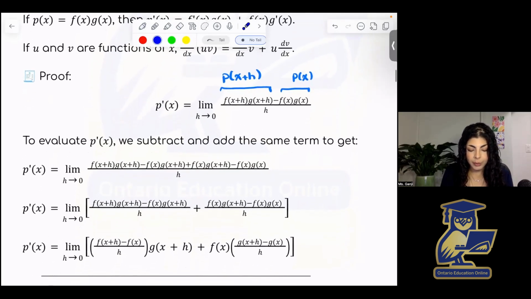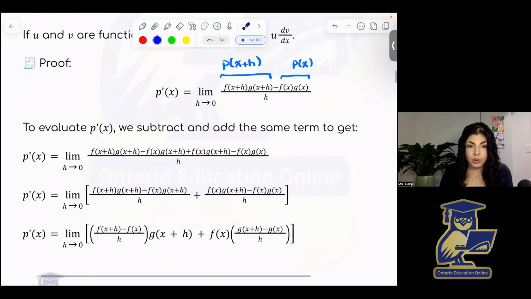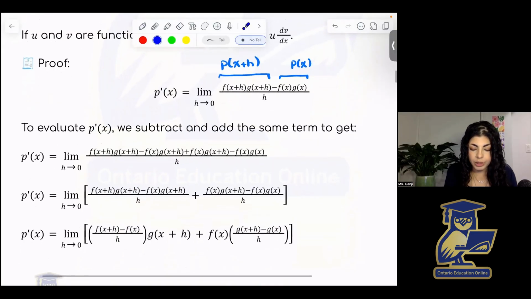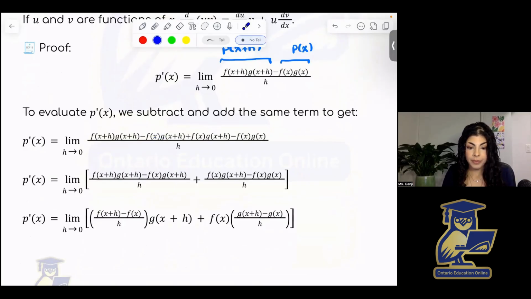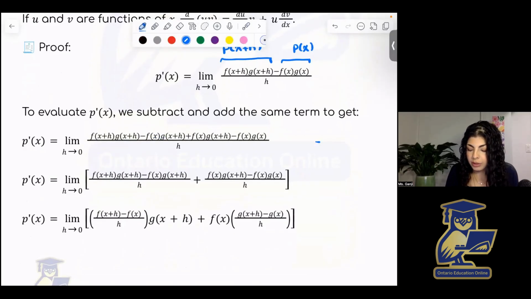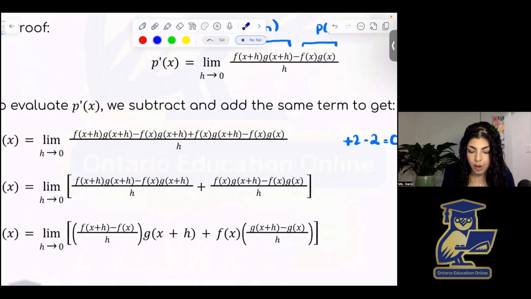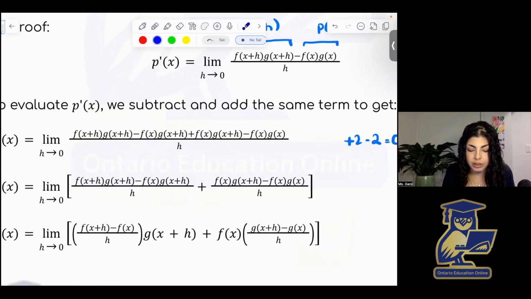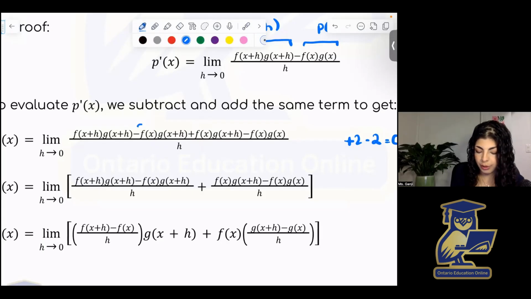Now, to evaluate this limit, we're going to do one part here, which is add and subtract this term. If I add plus 2 minus 2, this is just 0. I'm not actually changing my expression. But similar to rationalizing numerators or denominators, we want to perform an action here that's going to help us rearrange this. So keep in mind, this is the same term, just subtracted and added. So this is actually just 0.